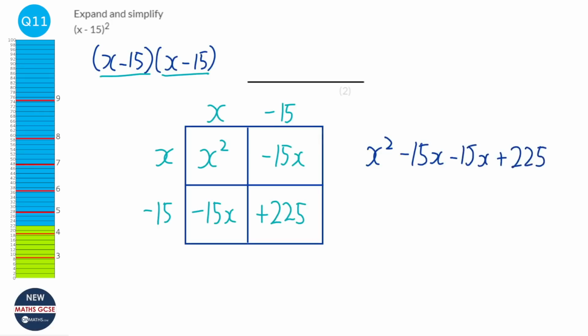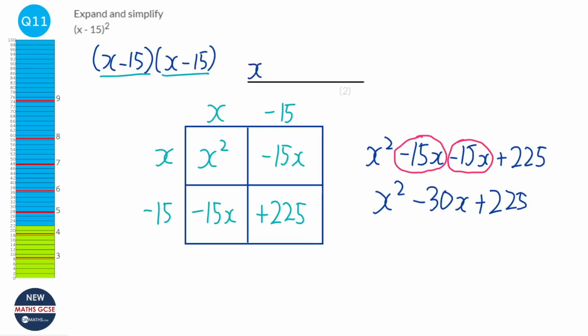Now you can see here that we've got the x terms here that will add together. So that would become minus 30x plus 225, and that's actually our answer. So it's x squared minus 30x plus 225.